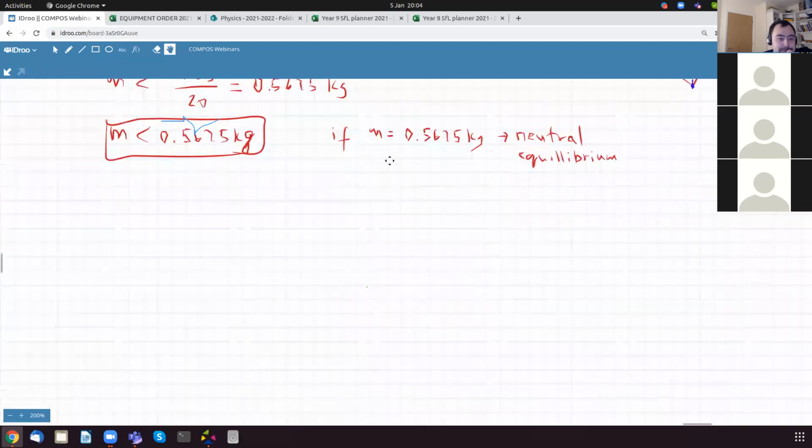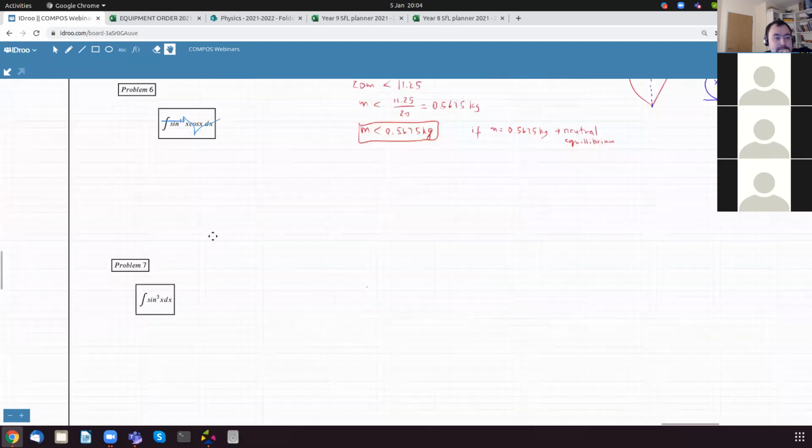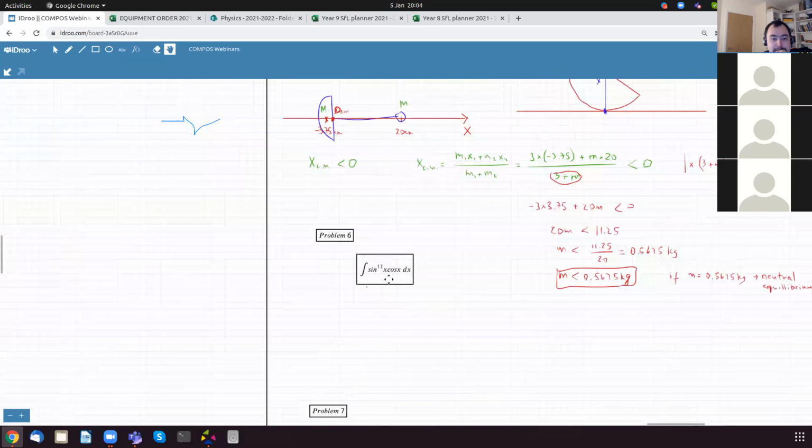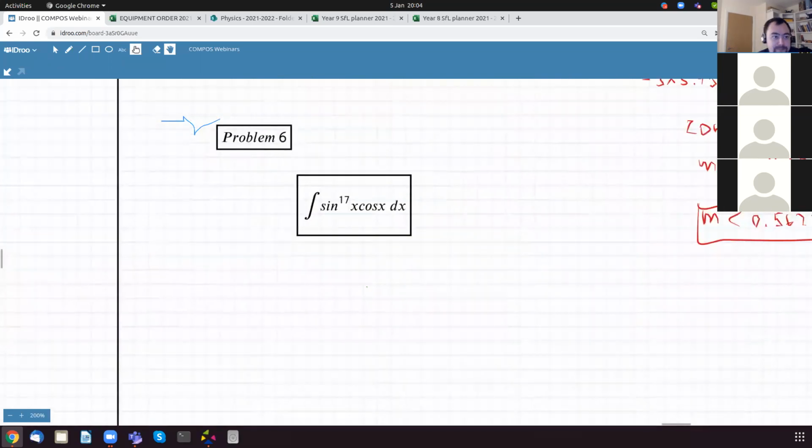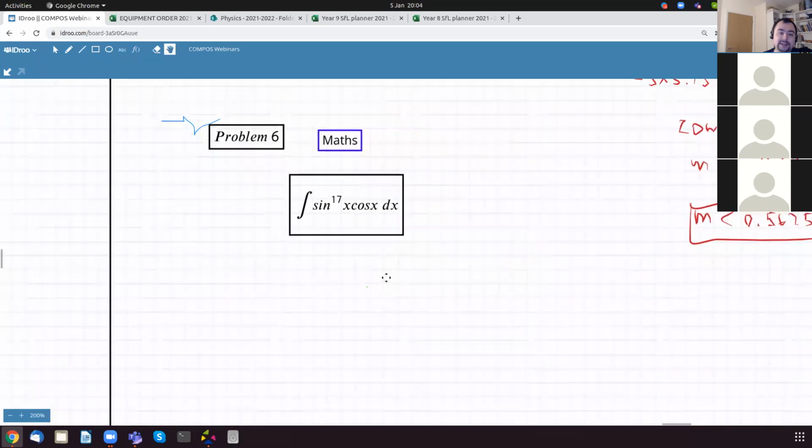Okay, moving on. Problem 16. This is a maths question. Sine to the power 17x times cosine x dx.